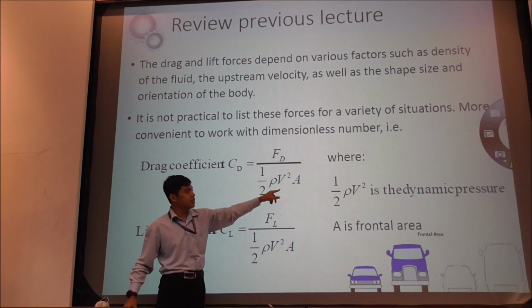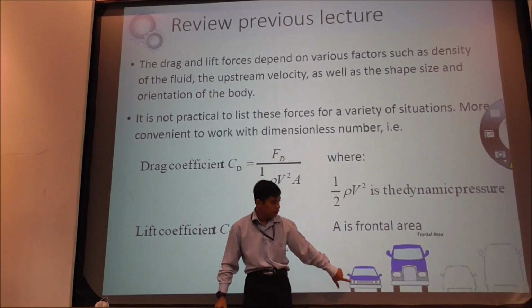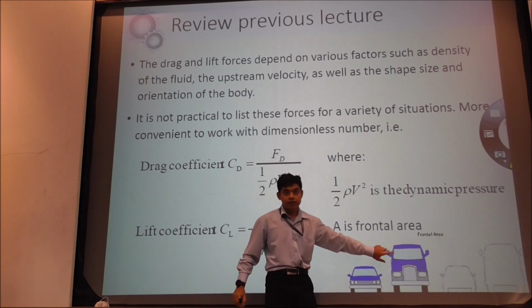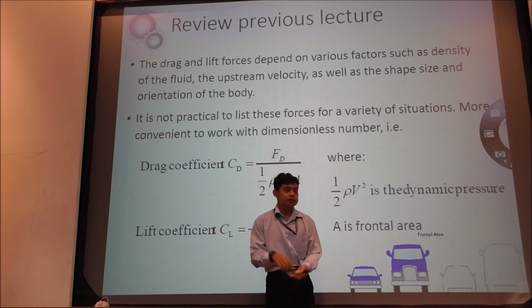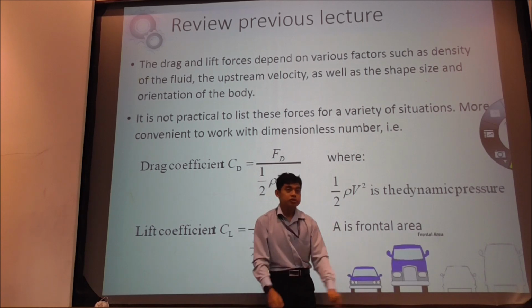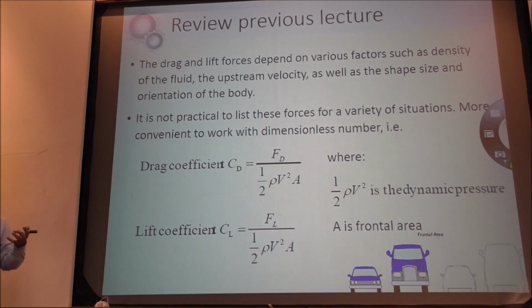But this area here is the frontal area. So when we are looking at the car, this is your frontal area, right? Or when you are looking at the truck, this is your frontal area. So it doesn't matter how long the truck is, right? As long as it has the same cross-section area, that's your frontal area. So whether the truck is attached to the trailer or not, the calculation will be based on that. But of course, when you have a trailer attached, it will be different.